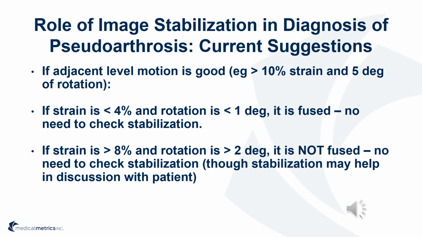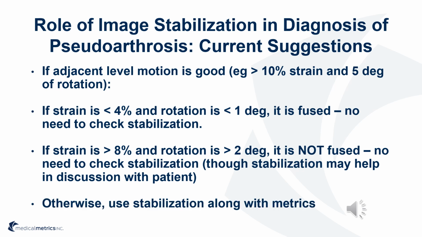If strain is over 8% and rotation is over 2 degrees, it is likely not fused, and again, it is not essential to check stabilization. However, stabilization may help in discussions with your patient. If strain and rotation are between these limits, stabilization should be used to help determine fusion status.